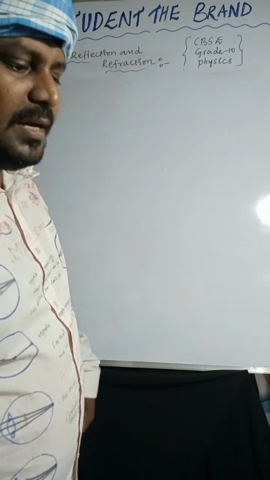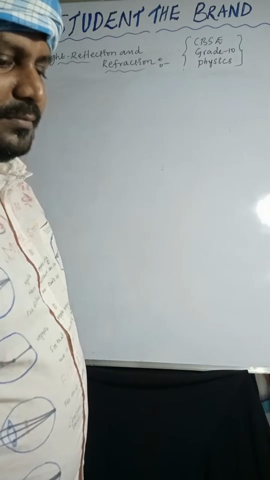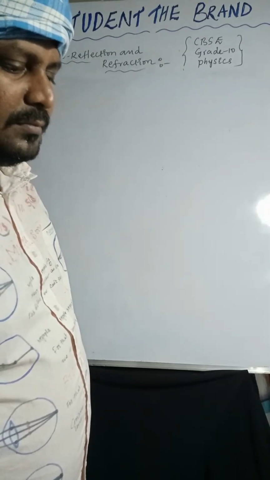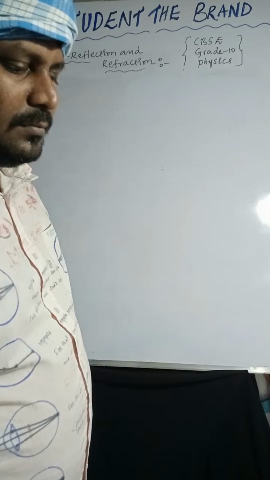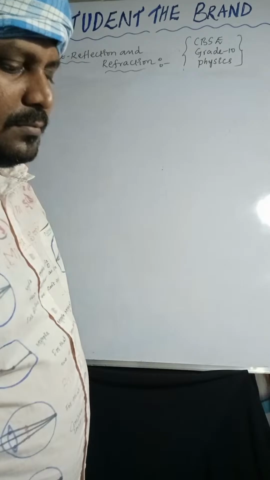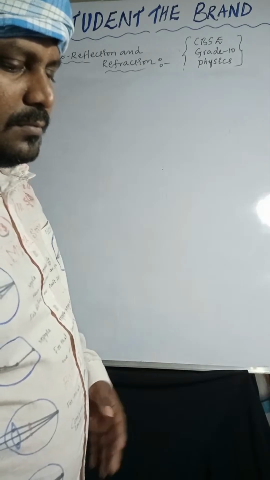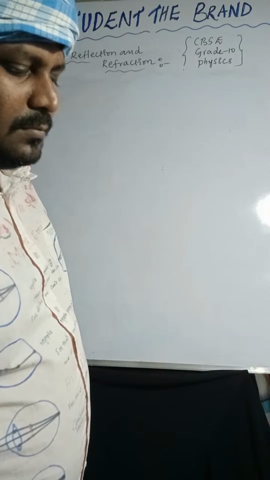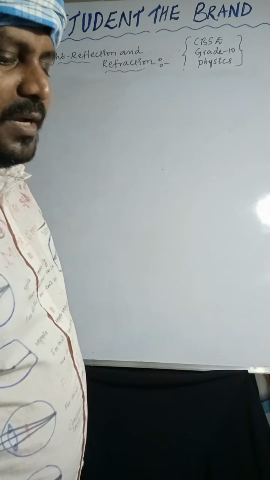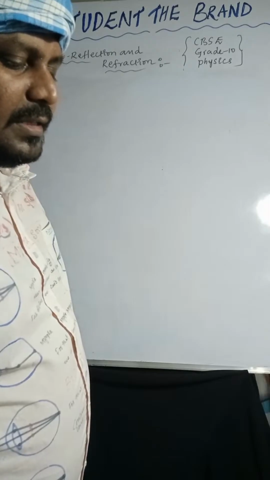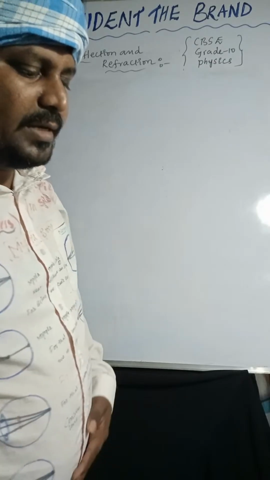If a light ray is passing from rarer to denser, then at the point of interface the light ray will bend at the interface. Okay, so we can check here.